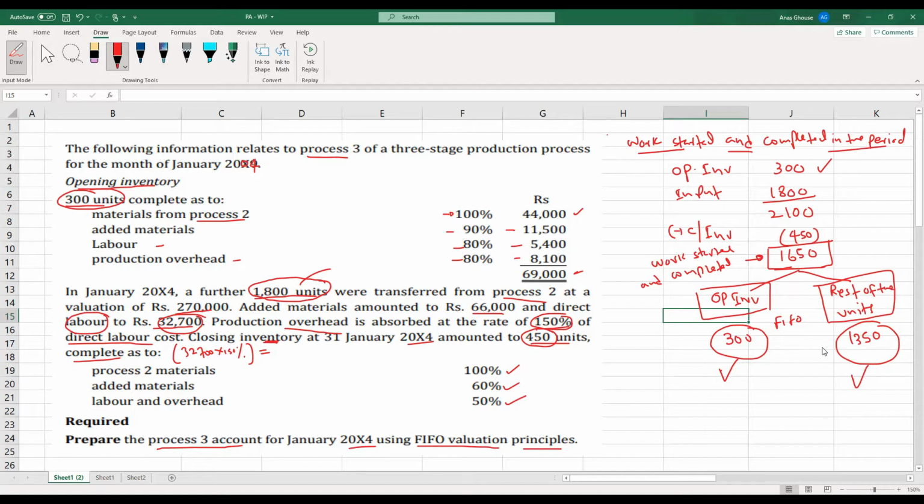Now let's move on to the calculation part of it. What are the basic steps? You should know what are the basic steps necessary to prepare the process account. First one is you need to identify the statement of equivalent units. So you need to identify first of all equivalent units.